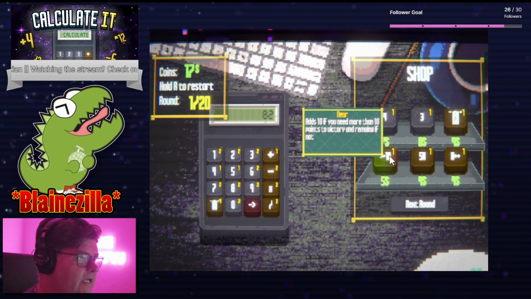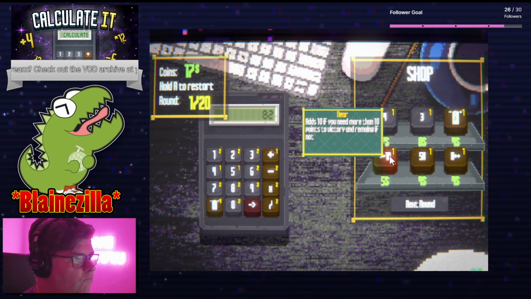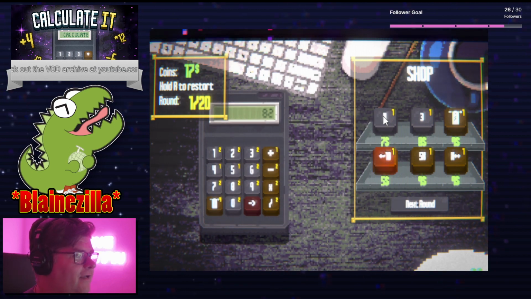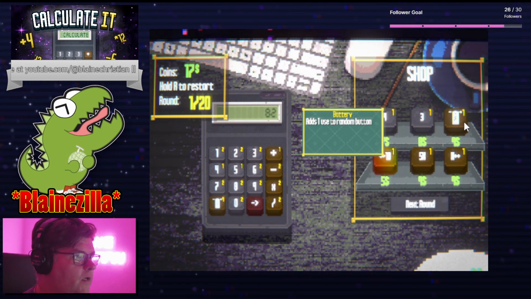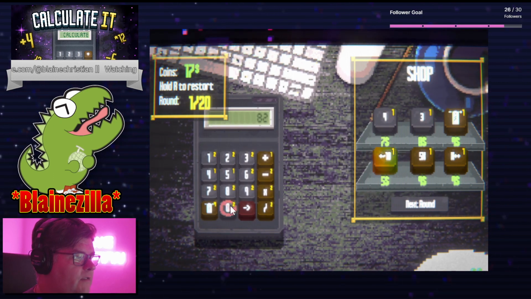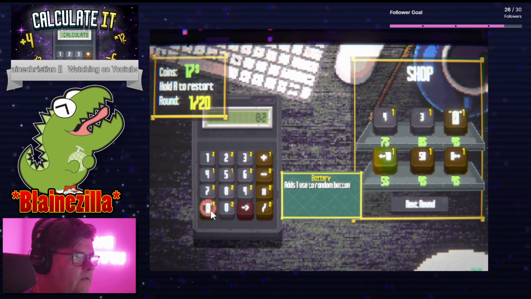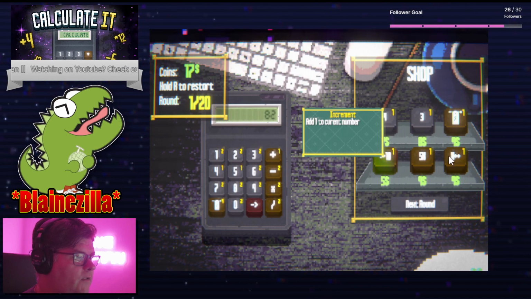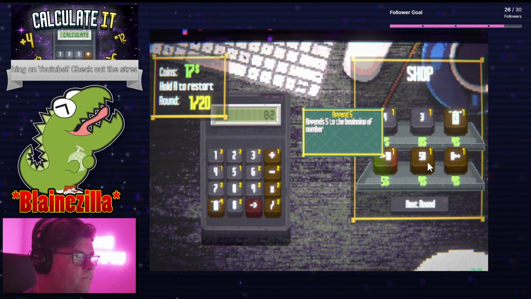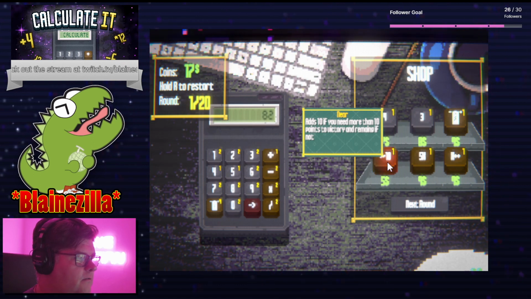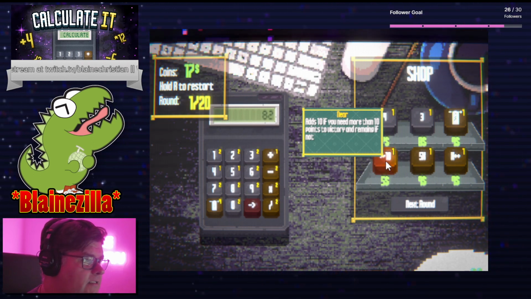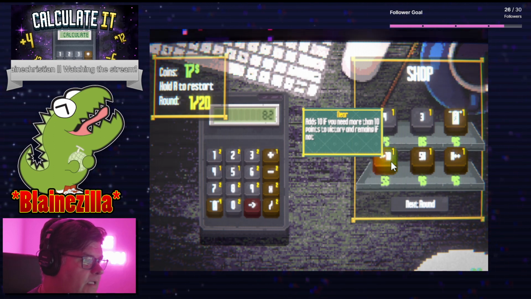Near adds 10 if you need more than 10 points to victory, and remaining if not. Alright. So then 304 adds 1 use to random button. Alright, so I guess that's battery. Okay. Add 1 to the current number. Increment is kind of cool. Append 5. Alright, is this a rare calculator key? Is that why it adds 10 if you need more than 10 points to victory, and remaining if not?